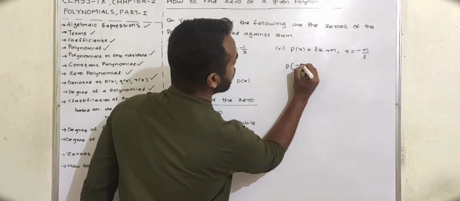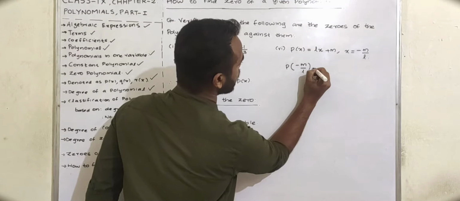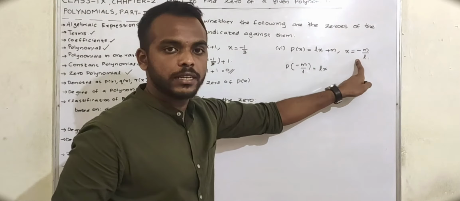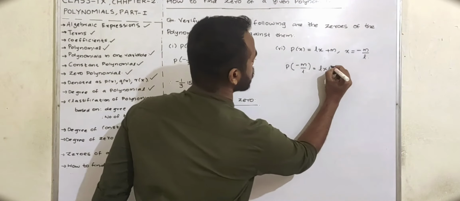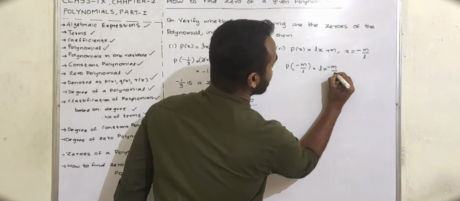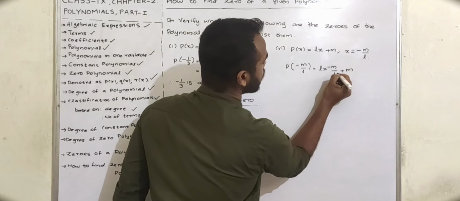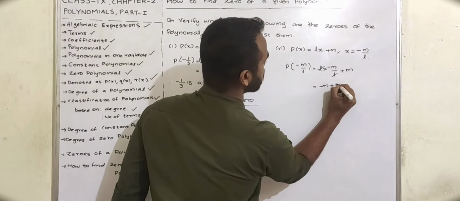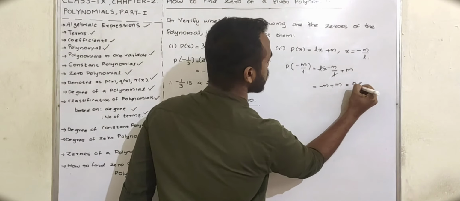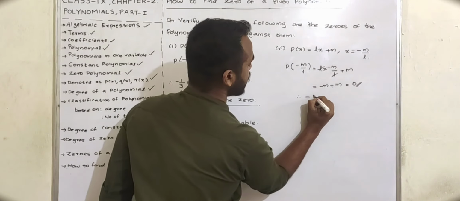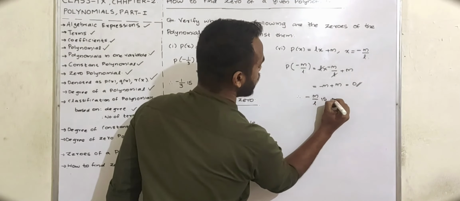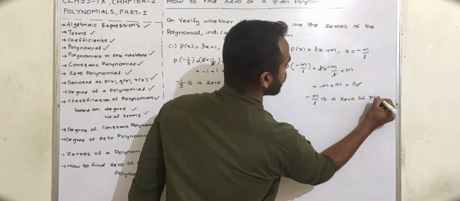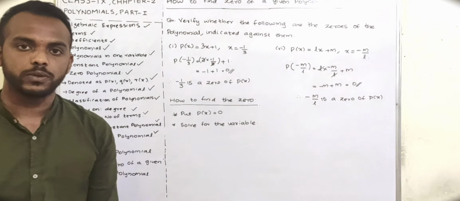P of minus m by L is equal to L into, wherever you see x, you put x is equal to minus m by L. So that is minus m by L plus m. We can cancel this L and L. So who will remain? Minus m plus m. That is 0. Then we can say minus m by L is a 0 of p of x. So that's the way to do this one.